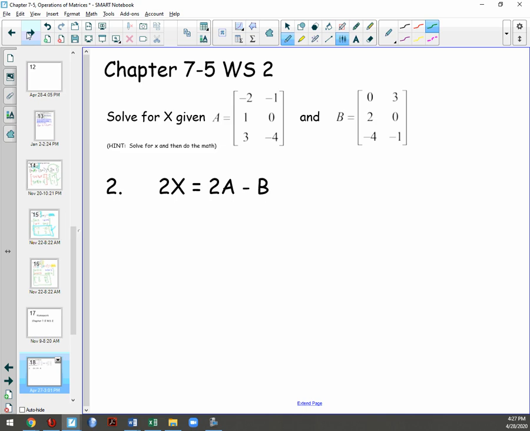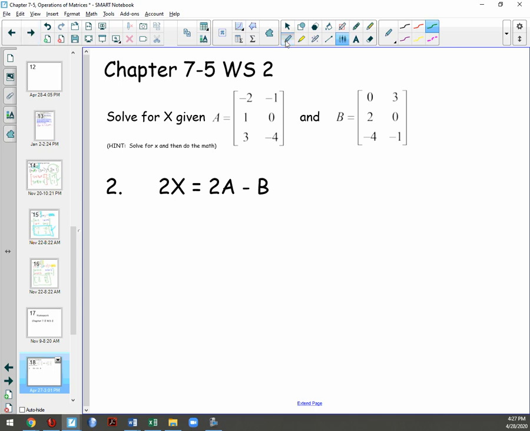Problems 1 through 4 say solve for x given A is equal to the 3 by 2 matrix -2, -1, 1, 0, 3, -4, and B being the 3 by 2 matrix 0, 3, 2, 0, -4, -1. Hint: solve for x and then do the math. So I want to find x here. How do I find x? I simply am going to solve for x.